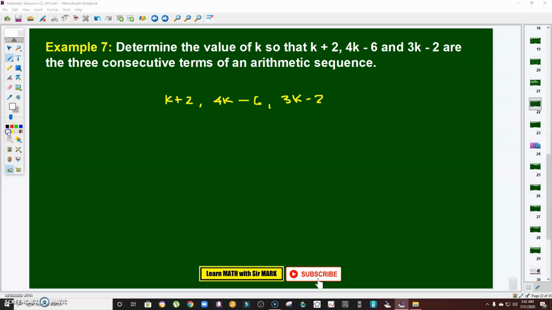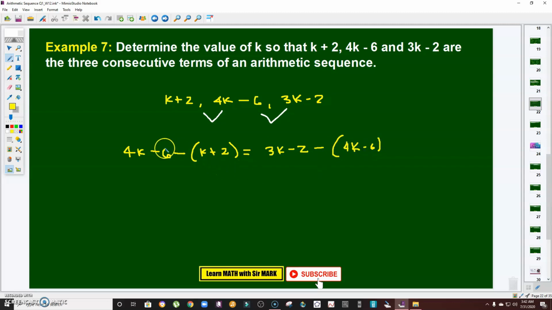Since it was mentioned that the 3 terms are arithmetic, their common difference must be equal. So, 4k minus 6 minus (k plus 2) must equal 3k minus 2 minus (4k minus 6). 4k minus k is 3k. Negative 6 minus 2 is negative 8. That's equal to 3k minus 4k, which is negative k. Then negative 2 plus 6 is positive 4. Then just combine like terms.